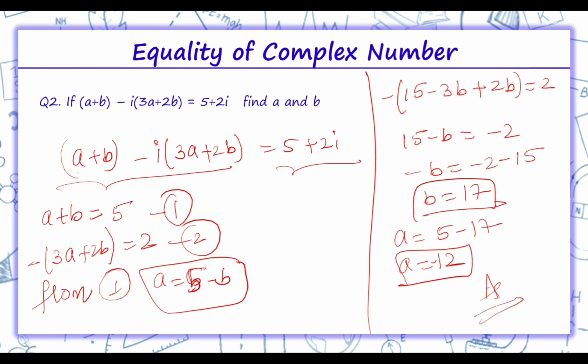So this is how we can find the unknown values by comparing the quantities, that is, the real part of one complex number is equal to the real part of another complex number. Today we have studied what complex numbers are, imaginary quantities, iota, and equality of complex numbers.